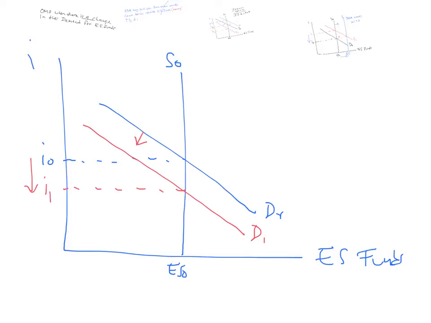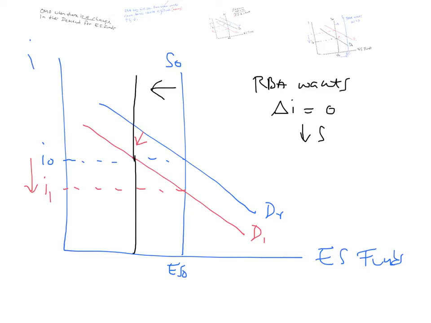Okay, and because the Reserve Bank of Australia, we argue, wants the change in the interest rate to be zero, i.e. they want to keep the interest rate or the cash rate at I0, it will have to decrease supply. Okay, the supply curve will essentially have to decrease to S1, which would take us to a reduction in the exchange settlement funds available in the economy and no change from the original cash rate.